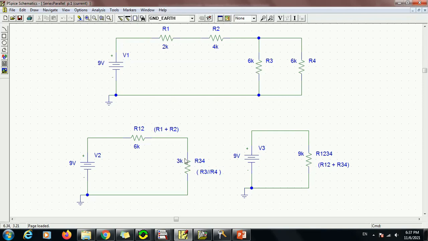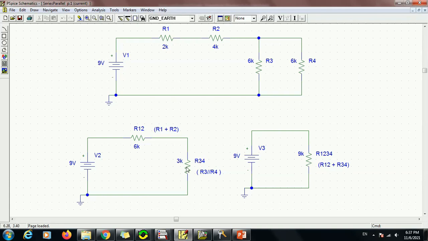So if we have, for example, multiple resistors here connected in parallel, and all of them are 6 kilo ohms, let's say 6 resistors, then the total value of these resistors would simply be 6 kilo ohms divided by the number of the resistors that we have, and in the case of 6, it will be 1 kilo ohm.